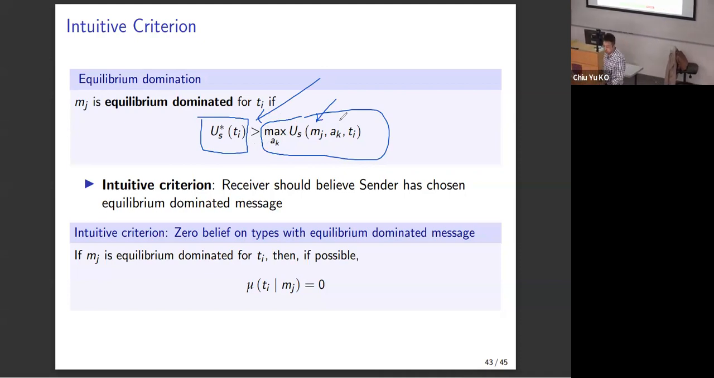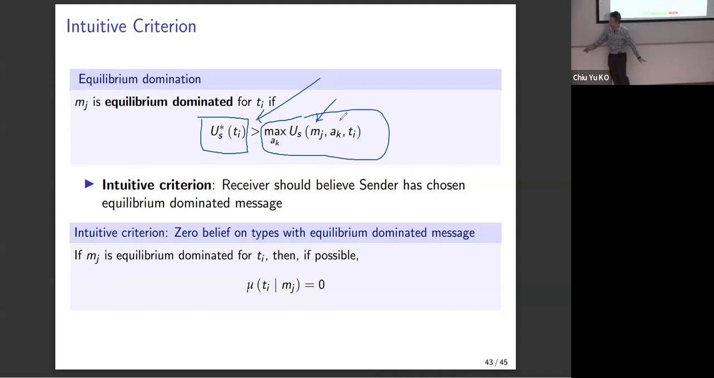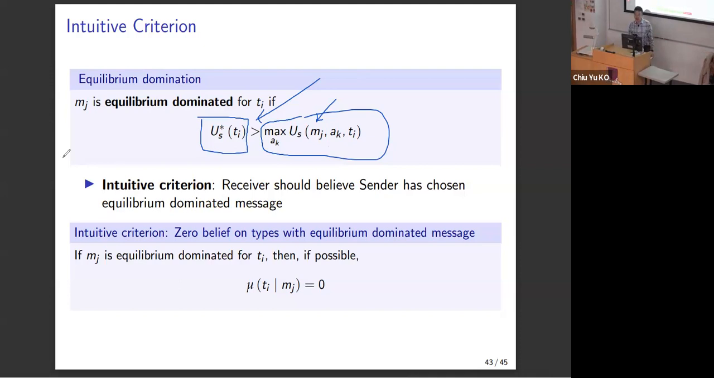Look at the equilibrium there, and look at the other cases. If in the other cases the best scenario cannot be better than that, then the intuitive criterion says that you cannot have belief on that. Let me show you the example, that would be easier to see. Why is this important? Because this removes everything except one equilibrium. The pooling equilibrium will be gone. So let me show you.